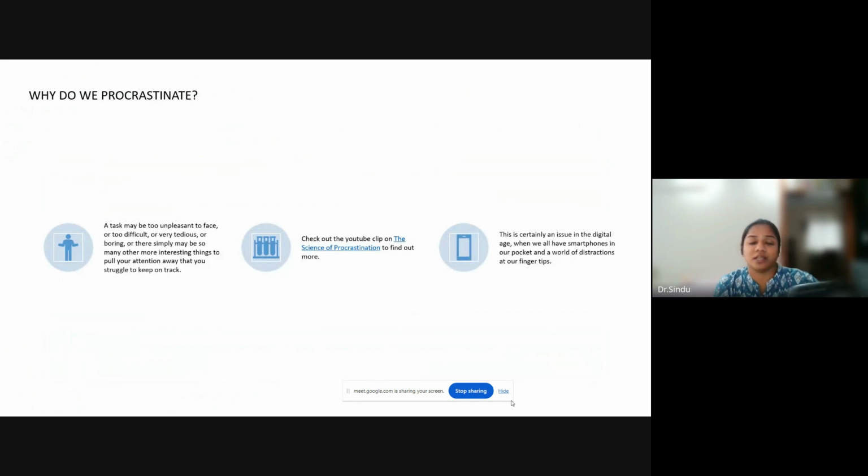So, why do we procrastinate? What are the factors? There are several. One is that the task may be difficult or tedious or boring, so you procrastinate. Second, when you are not paying attention to that kind of work, you postpone. And when you are addicted to chatting apps or social media, Instagram, Facebook, whatever it may be, your mind is distracted and you are not able to do your task, so that also leads to procrastinating the work. These are all causes of procrastination.